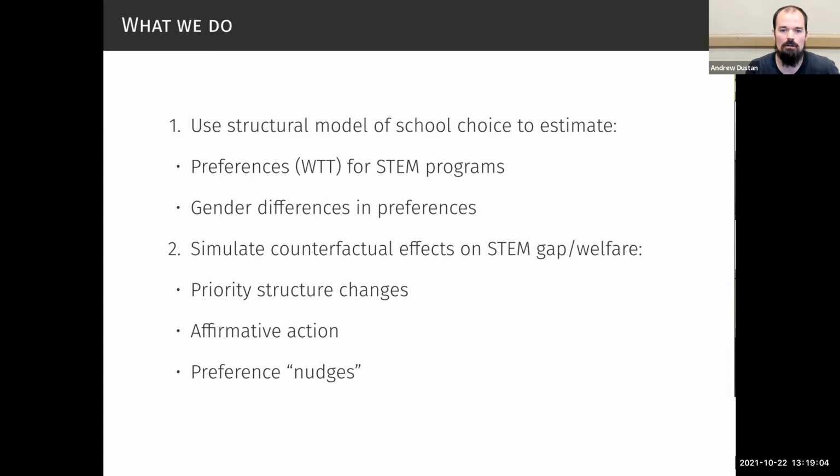We're going to use the outputs of that model, useful in itself for descriptive purposes, but then we can feed that into a counterfactual simulation, in which we try to understand the counterfactual effects on the STEM gap and welfare of changing the priority structure, in particular, different kinds of affirmative action. Or you can look to the literature and see that there's a preponderance of interventions, nudges, and so forth to try to increase females' preference for studying STEM. We can see how those would propagate through this mechanism and result in changes in the STEM gap. All right, so that's where I'm going.